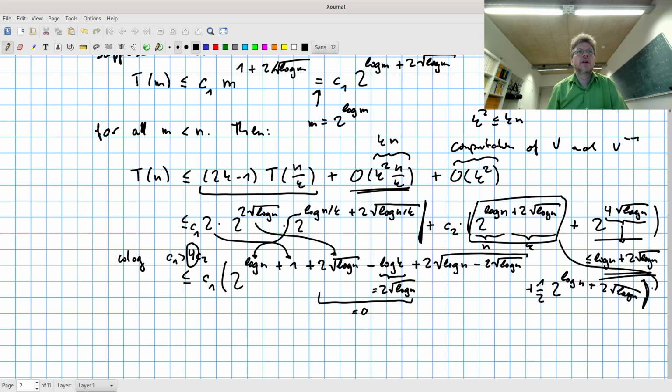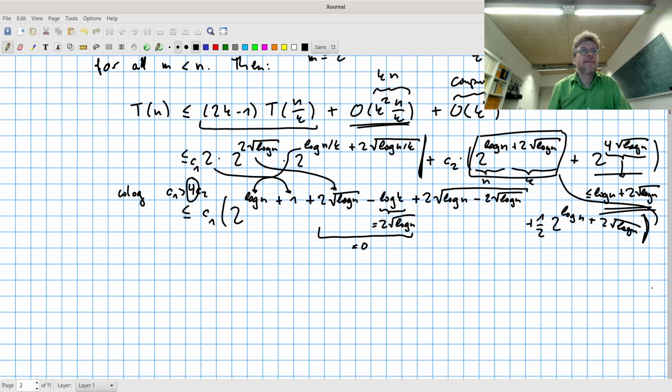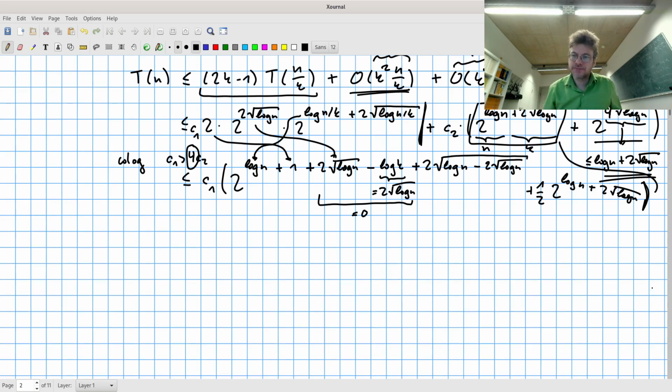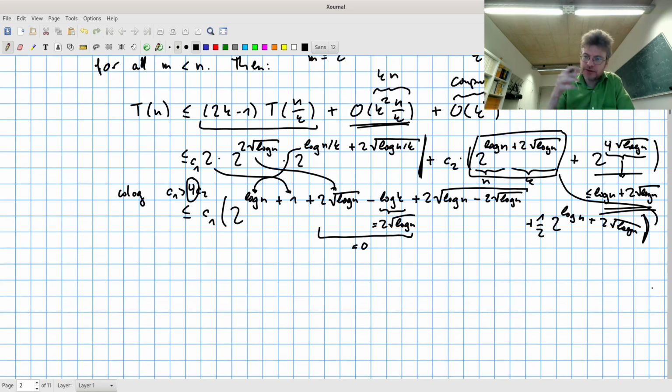So I hope it's still correct. If not, write something in the notes, in the comments. We are still not finished. I still have to do an estimate.